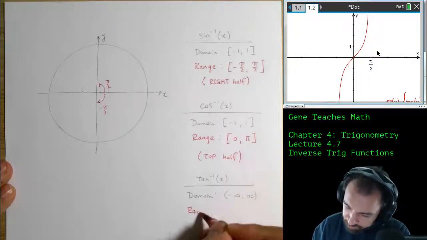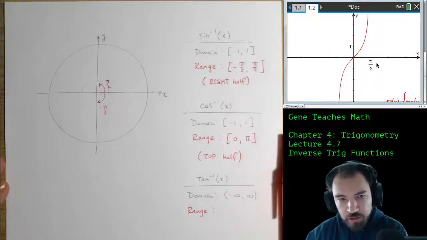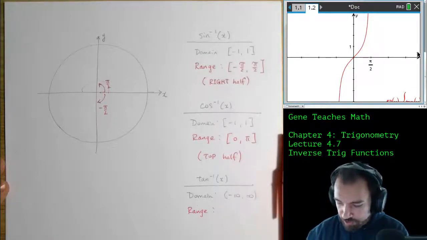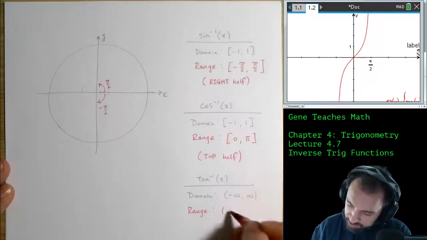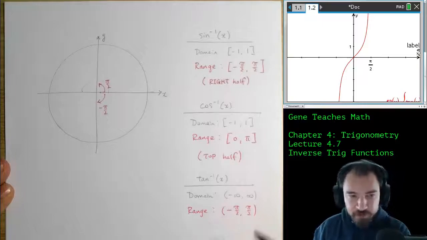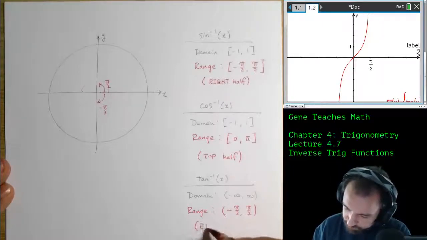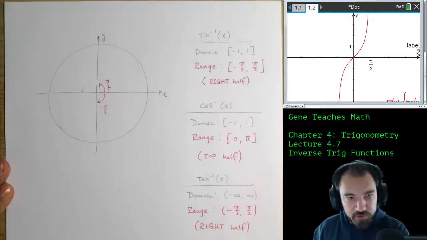Then the range of tangent inverse is going to be based on the domain of the original tangent. So in this case, remember that there are vertical asymptotes here at x equals negative pi over 2 and at x equals positive pi over 2. So x cannot actually equal the endpoints. So the range here is going to be from negative pi over 2 to positive pi over 2 without including the endpoints. So this is once again the right half of the unit circle.